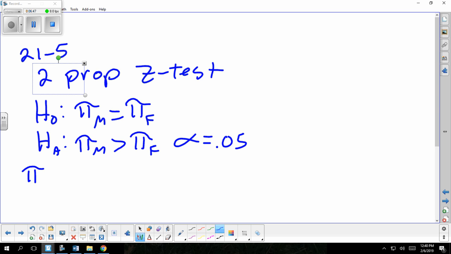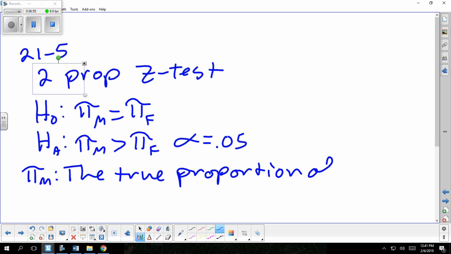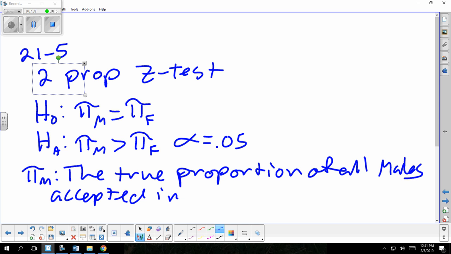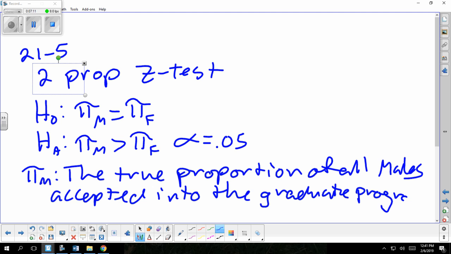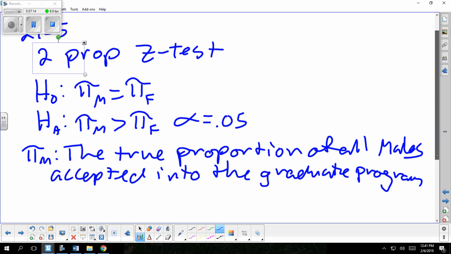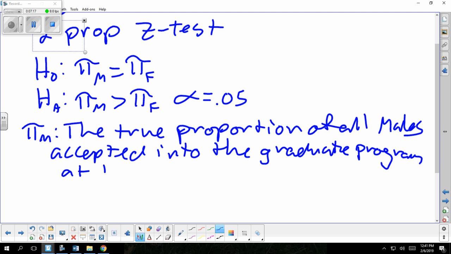So pi males is the true proportion of all males accepted into the graduate program at Berkeley. And then pi females, same, but for females.